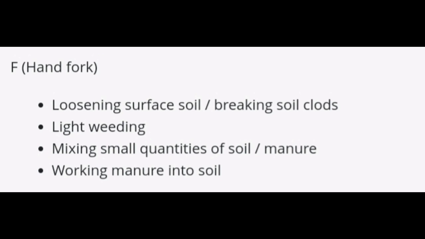Specimen A, that's hand fork, is used in loosening surface soil. That's breaking soil clots. It's also used in light weeding. If you want to weed just lightly, it's not deep weeding. You can also use hand fork to remove light weed. And also, hand fork can be used for mixing small quantities of soil.